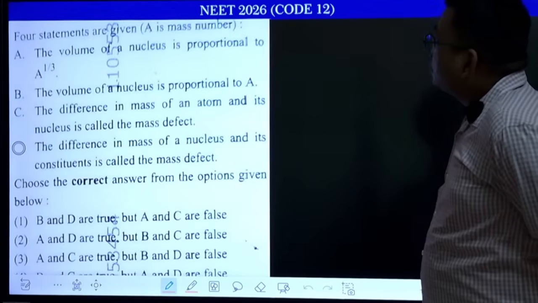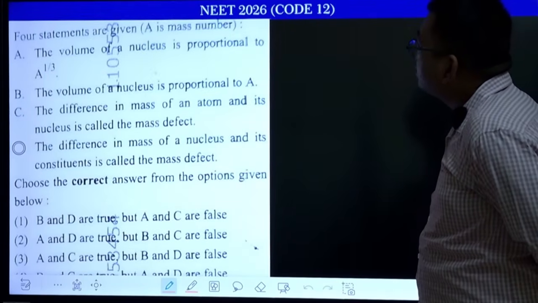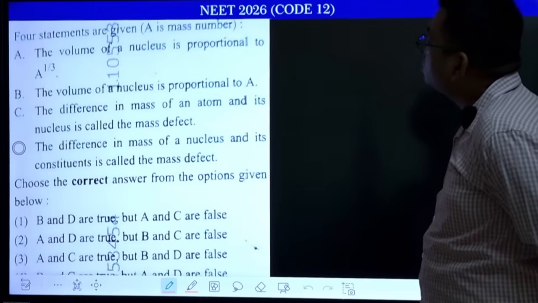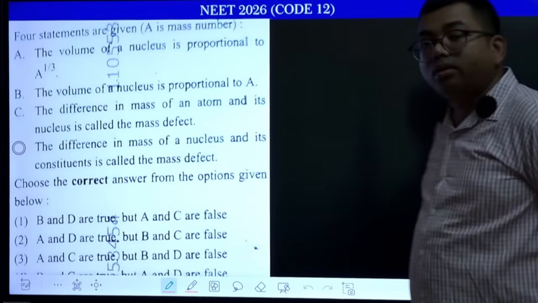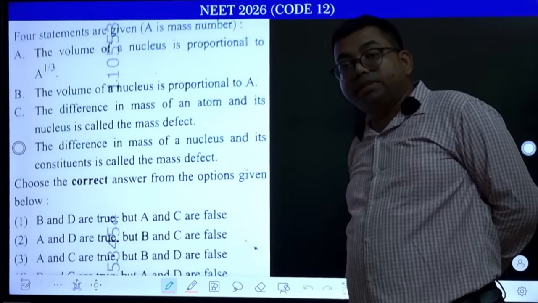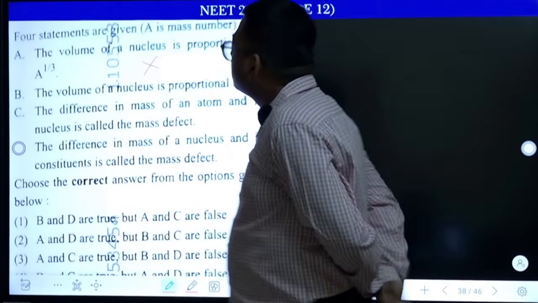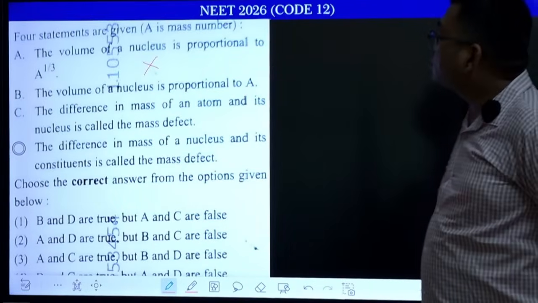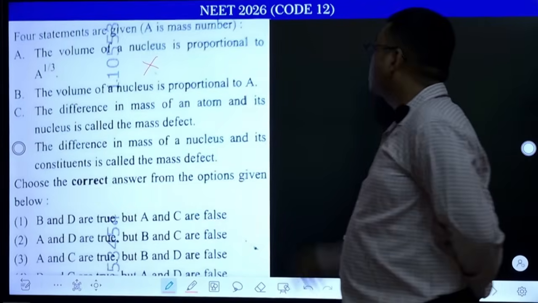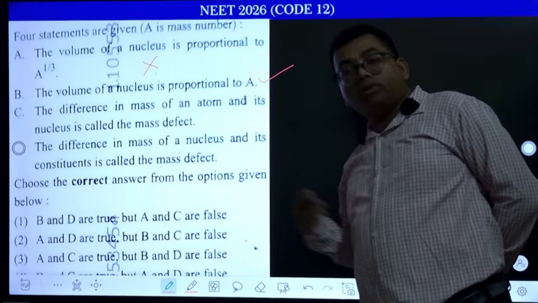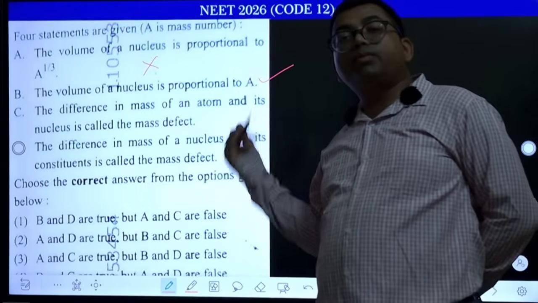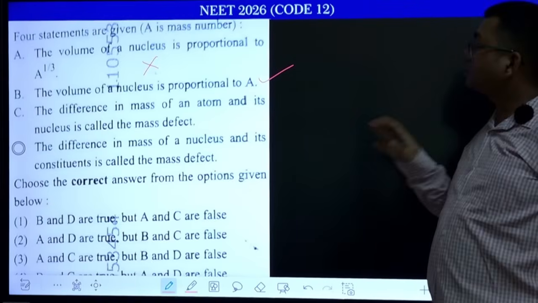Four statements are given, each with mass number. The volume of a nucleus is proportional to, not volume, radius, right? This is definitely wrong. Second, volume of a nucleus is proportional to... Yes, this is correct. Because if volume is r cube, r cube will be proportional to A, so r will be proportional. This is correct.